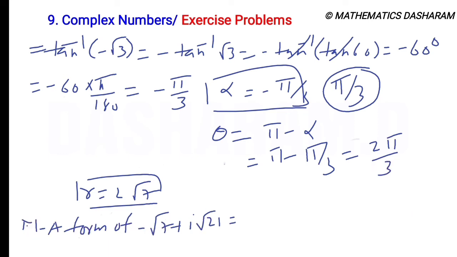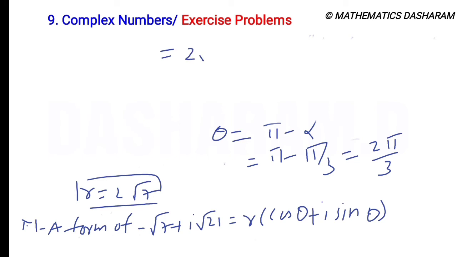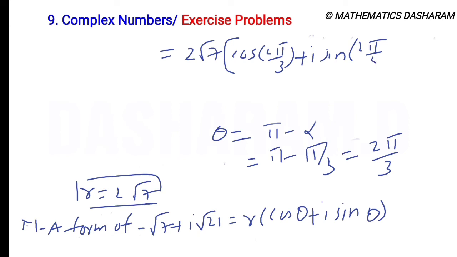So the modulus amplitude form of minus root 7 plus i root 21 is r bracket of cos theta plus i sin theta. Substitute the r value and theta value. The r value is 2 root 7 times the bracket of cos 2 pi by 3 plus i sin 2 pi by 3. So it is our required answer.